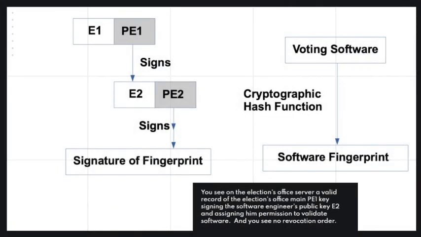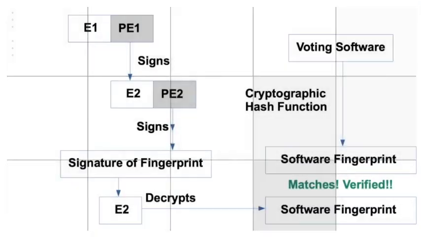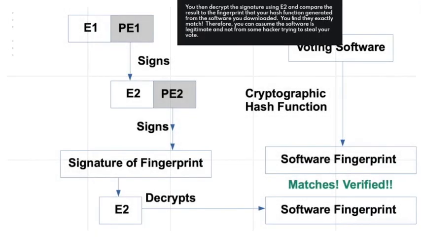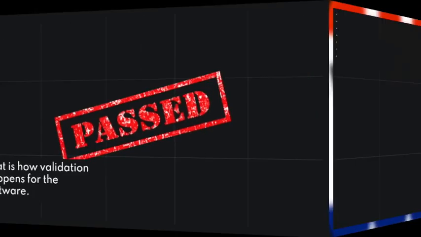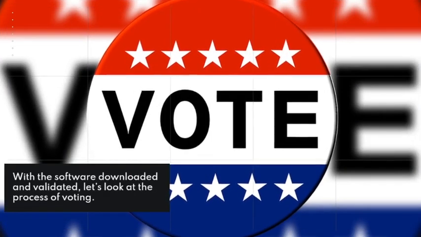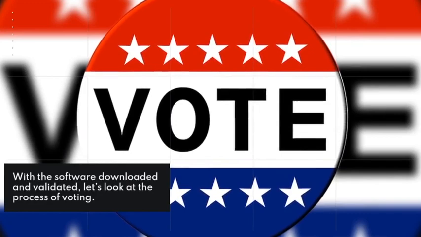You see on the Elections Office server a valid record of the Elections Office main PE1 key signing the software engineer's public key E2 and assigning him permission to validate software, and you see no revocation order. You then decrypt the signature using E2 and compare the result to the fingerprint that your hash function generated from the software you downloaded. You find they exactly match. Therefore, you can assume the software is legitimate and not from some hacker trying to steal your vote. That is how validation happens for the software. With the software downloaded and validated, let's look at the process of voting.